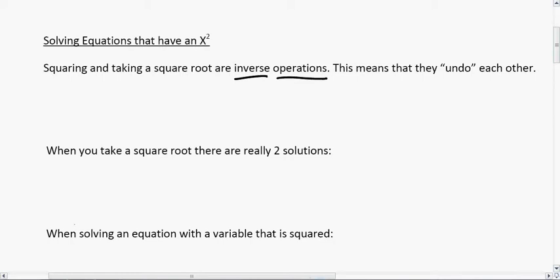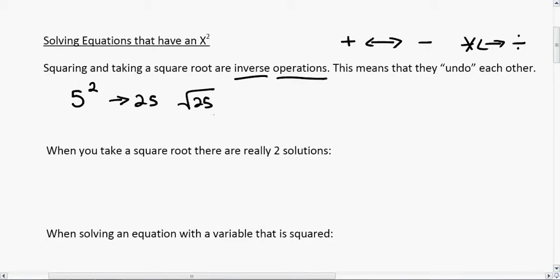That means that they undo each other, like adding and subtracting undo each other, or multiplying and dividing undo each other. If you add 5 to something and then subtract 5 from that thing, you end up back where you started from. And squaring and taking the square root do the same thing. So if you have a 5 and you square it, you end up at 25. If you take the square root of 25, you're going to end up right back at the 5 you began with.